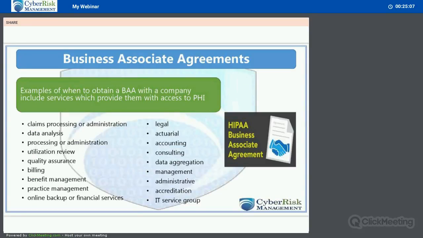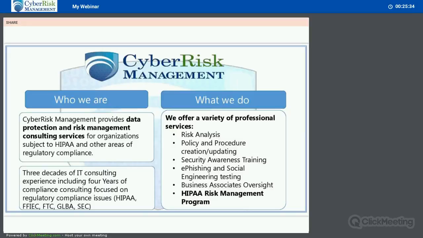So business associate agreements: if you're a covered entity, and you don't have a business associate agreement signed with any of the vendors listed on this page, that's something you should think about. And if your company happens to be one of these companies on this page, you should probably contact your covered entity and tell them they need to have a business associate agreement in place with you.